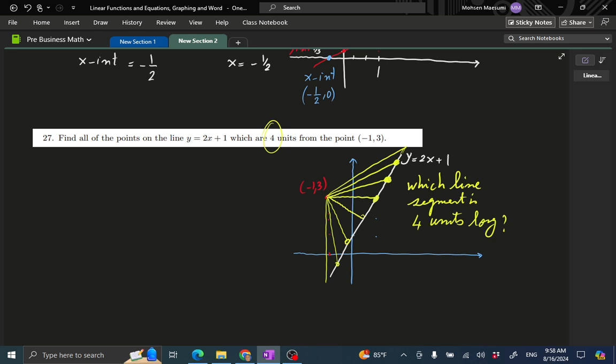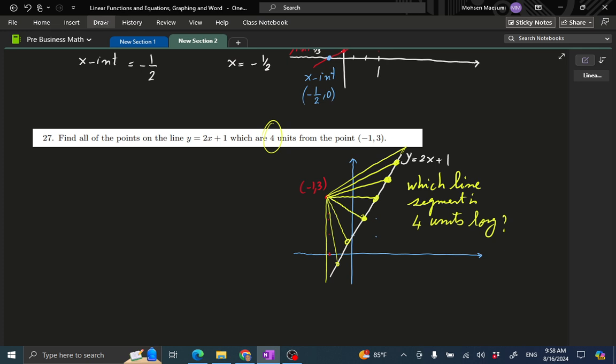Like if I say which point is it where the distance is 0, of course there is none. If I say the distance is 1, probably there is no point that's so close to this. So this is like the closest we could get to -1, 3.